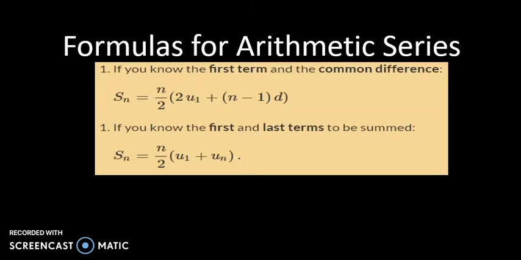So, the formulas you need to know for arithmetic series. There are actually two, but the end result for the two formulas is the same. What's different is what's given to you. For the first formula, if you know the first term and the common difference, you can calculate the arithmetic series. So Sn is equal to n over 2 times (2u1 plus (n minus 1)d). And in the second case, if you know the first and the last terms to be summed, you can easily use this formula.